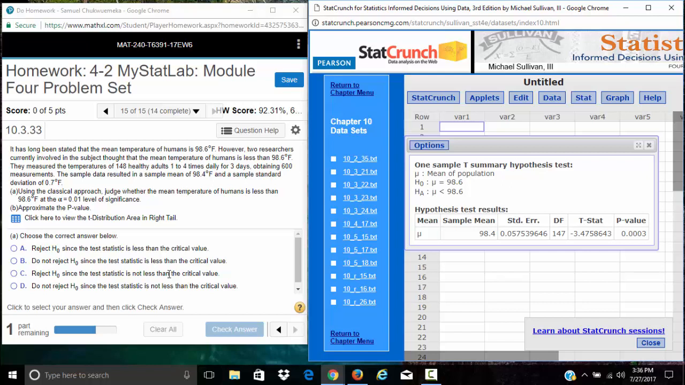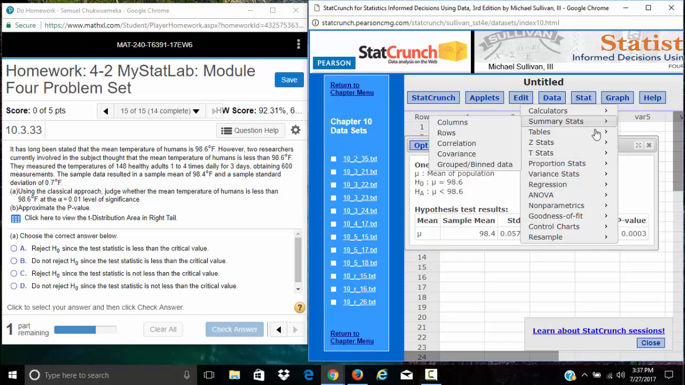If the test statistic is greater than the critical value, if it doesn't fall within the critical region, then we do not reject the null. But if it is less than the critical value, then we are going to reject the null. So the T-star is negative 3.48. Just find somewhere and write it down. Negative 3.48.